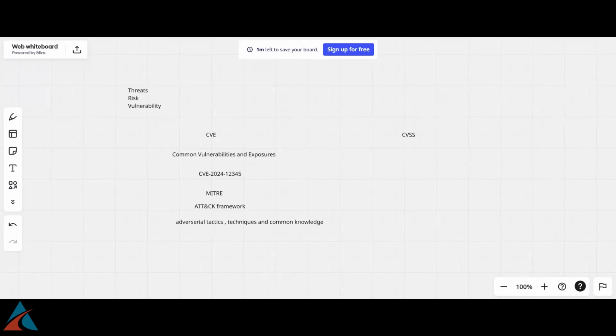So what MITRE did, MITRE created ATT&CK, to give a common language. Now every organization, every vendor, all the researchers, they all describe attack behavior in the same terminology, in the same language.